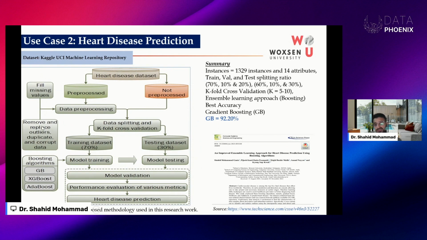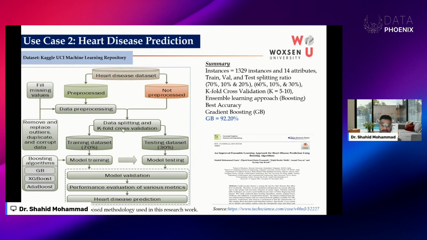So in the pre-processing phase, we remove and replace outliers, and we remove and replace duplicate values and corrupted data as well. We identify the missing values, and we replace these missing values with imputation methods. As far as data is concerned, in this research we have 1329 records, followed by 14 attributes.